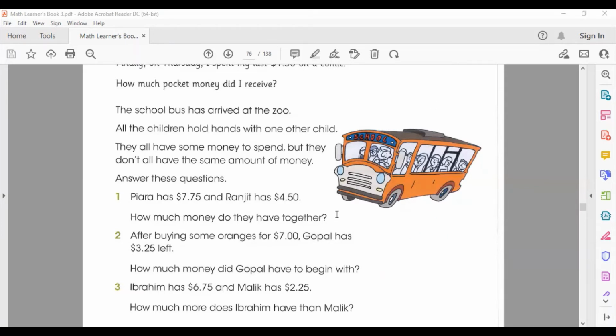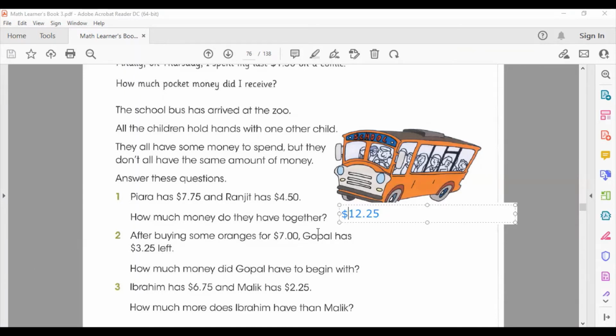So how much money do they have altogether? $12.25. We need to write the dollar sign. You can write it, or you can leave it out if you cannot write it.